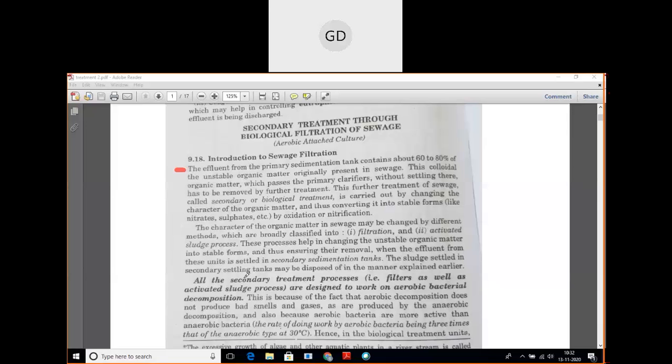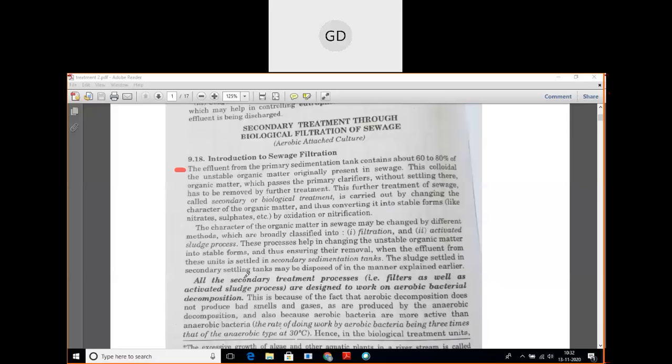This further treatment is known as secondary or biological treatment. Here the character of the organic matter may be changed by different methods, which are broadly classified as filtration and the activated sludge process. The activated sludge process we will deal with later, so now we will only study the filtration process.